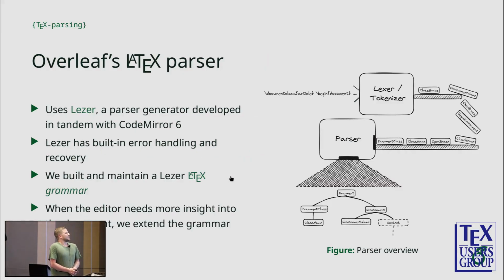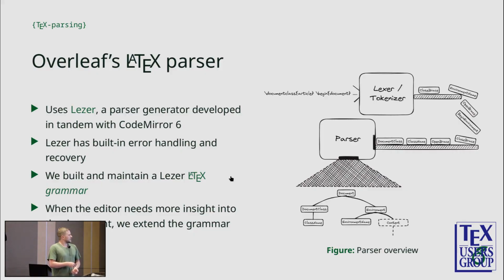So the way that we actually do this in practice is that we're using a parser generator. It's called Lezer, and it's developed in tandem with CodeMirror 6, which is the editor we use on the page. It's a parser generator developed specifically for code editors, so it handles all of the intricacies that come with that, which is things like built-in error handling and recovery. User documents are quite often in an in-between state as you're typing your document. So the parser generated by Lezer handles that gracefully.